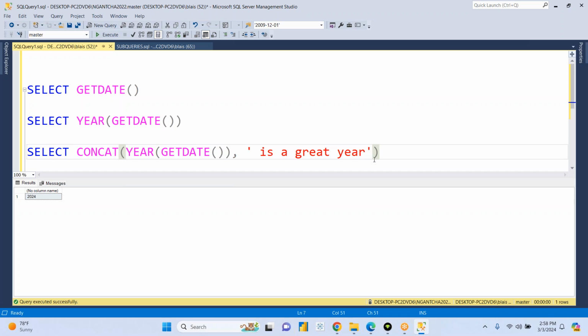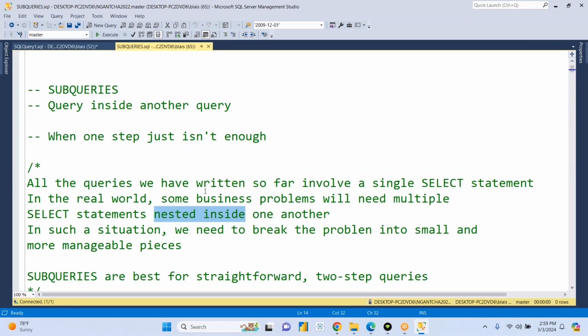Just to continue the nesting process, right? So this right here is just derived from this, and I'm using a concat function to take this 2024 and then a space and the text "is a great year." All right, but this is just nesting from a function perspective. Now let's look at nesting from a query perspective. That's the focus of subqueries.